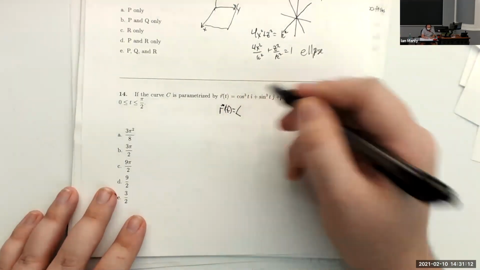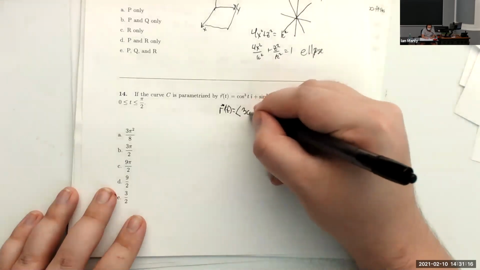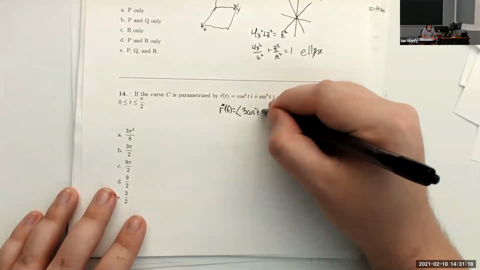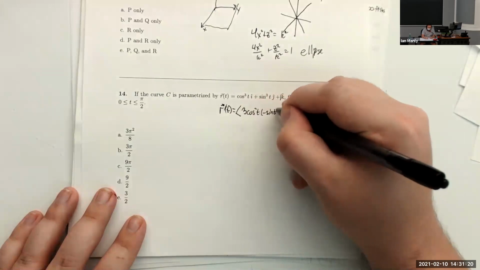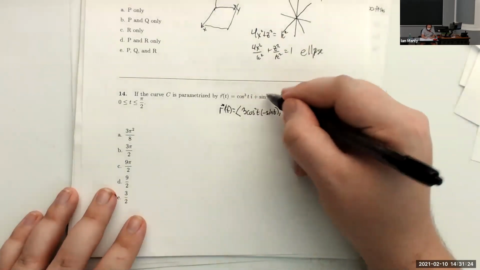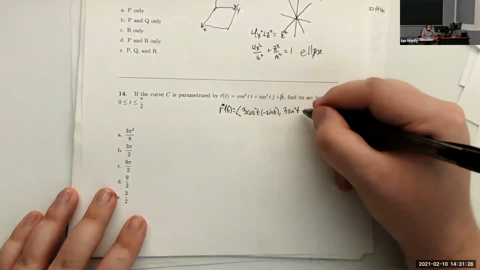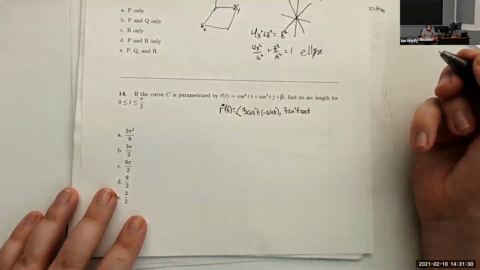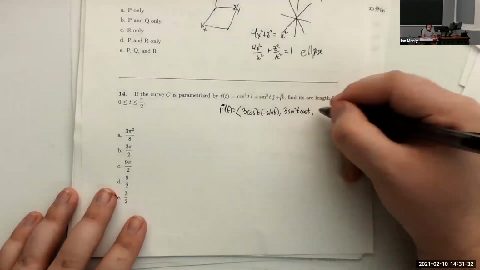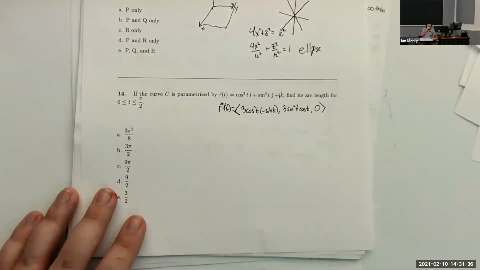So let's see here. The derivative of this, if we use the chain rule, will be 3 cosine squared of t, and then we multiply by negative sine. Then the derivative of this will be 3 sine squared, and then we have cosine of t. And the derivative of 1 will be 0 right here. All right.